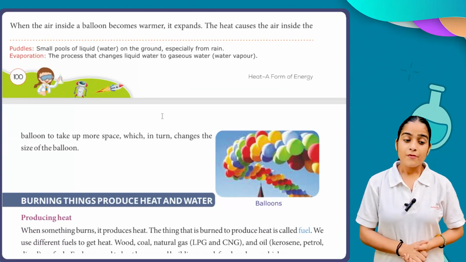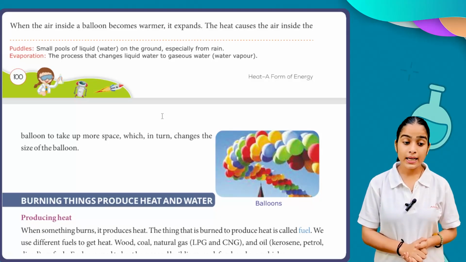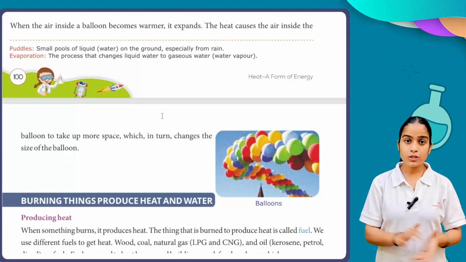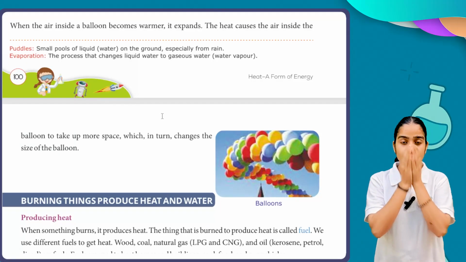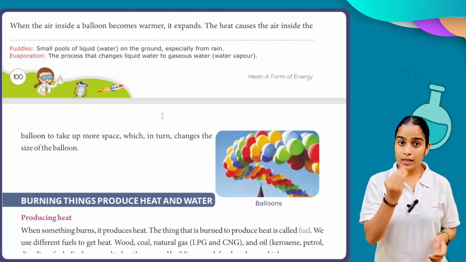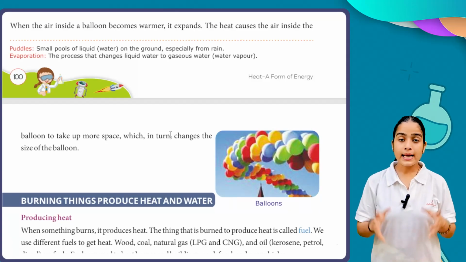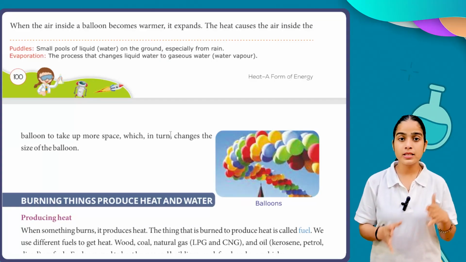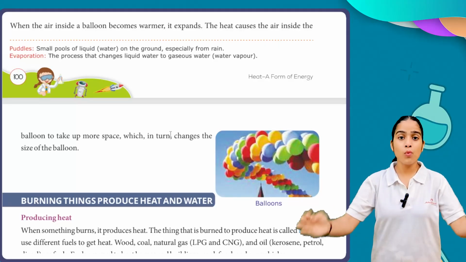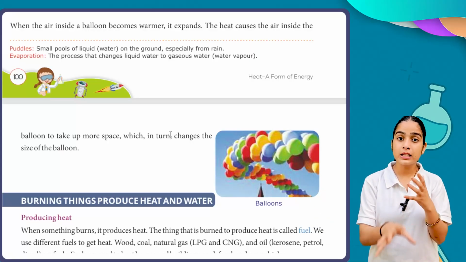Now, most things get larger when heat is added. So, how is it possible? When the air inside a balloon becomes warmer, it expands. The heat causes the air inside the balloon to take up more space, which in turn changes the size of the balloon. For this, you can observe it yourself. Make your hands like this and blow. What you observe here is that the air which comes outside of your body is warmer. When we fill this warmer air inside a balloon, it takes more and more space. So it means that most things get larger when heat is added.